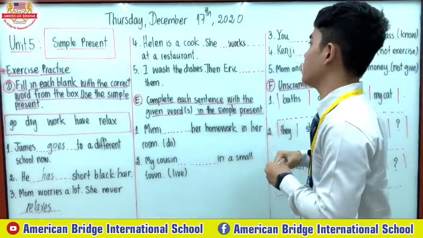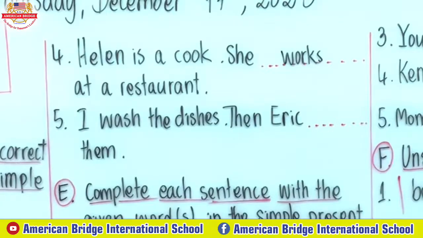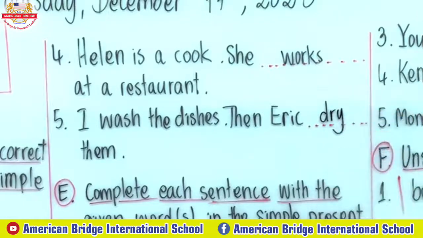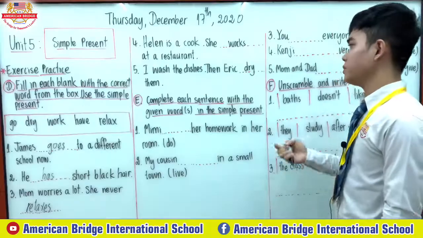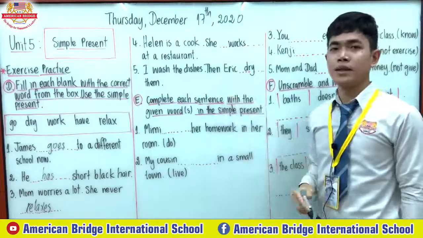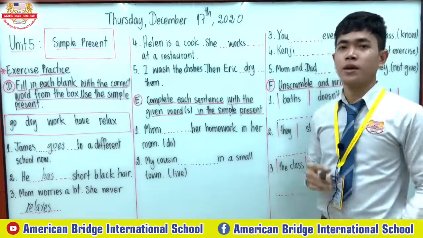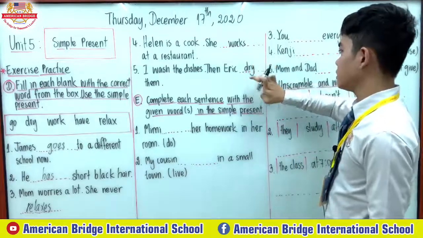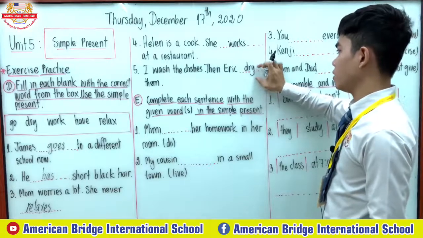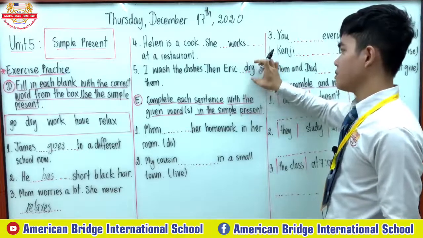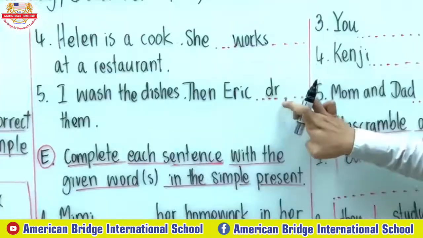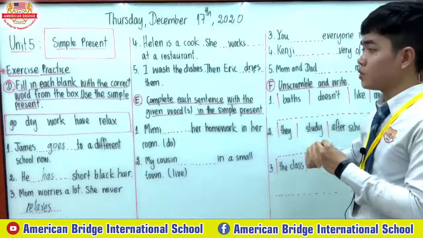It is the common verb. Okay, number five, the last one: I wash the dishes. Then Eric dry. Look at the word dry, everyone. Is it correct, guys? It's not correct, right? Look at our subject. We use the subject Eric. Eric is a third person singular subject, which is represented by the pronoun he, right? So look at the word dry. It ends with y. It is consonant plus y, right? So that's why you have to change y to ies. Very good.